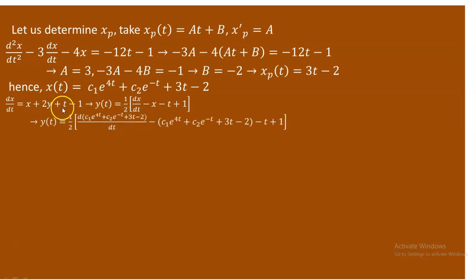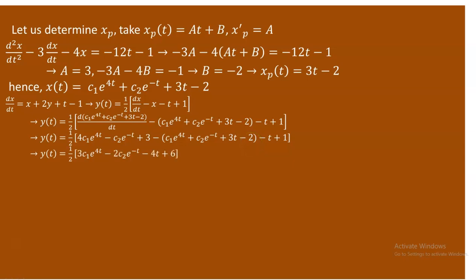So your y of t is 1 over 2, d by dt of the x expression, the x expression comes as it is, as you see, minus the x expression written again, and minus t plus 1. So simplifying this, we can obtain y of t to be as you see. Just take the derivative of each of these, and you will obtain that to be here as can be shown, and these expressions are written as they are.